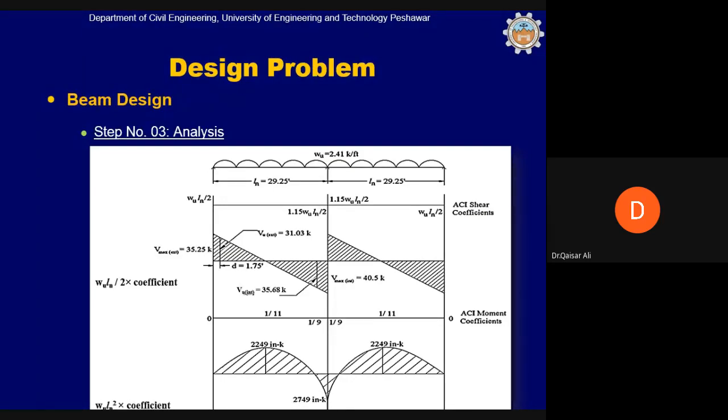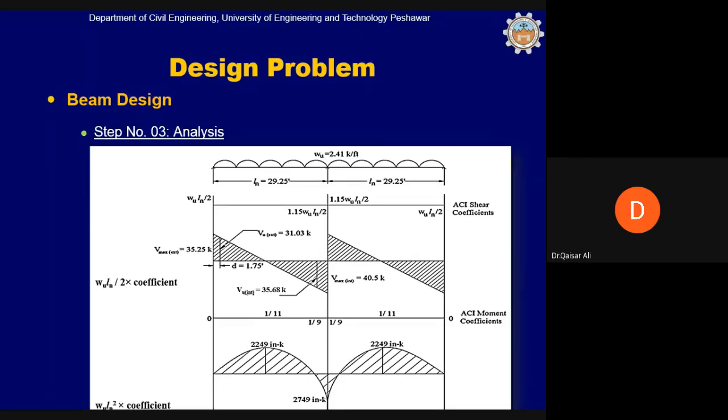So far, we have learned how to design a beam. The only difference in this beam is that it is a continuous beam. You need to design this for a negative bending moment, which is 27.49 inch kip, and a positive bending moment of 22.49 inch kip. Since the beam is symmetrical about its mid span, you need to design only one positive bending moment and one negative bending moment. For negative bending moment, you will provide reinforcement as top bars, and for positive, as bottom bars. So draw the bending moment and shear force diagram for this beam, and then we will go ahead.